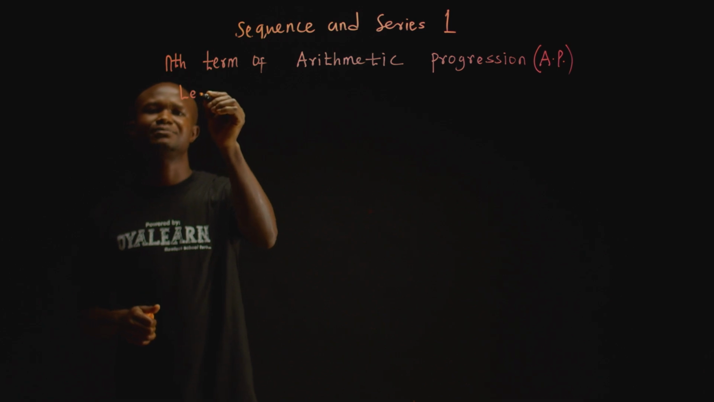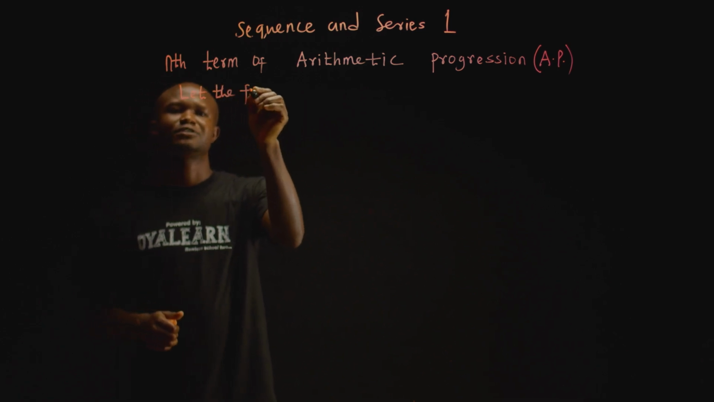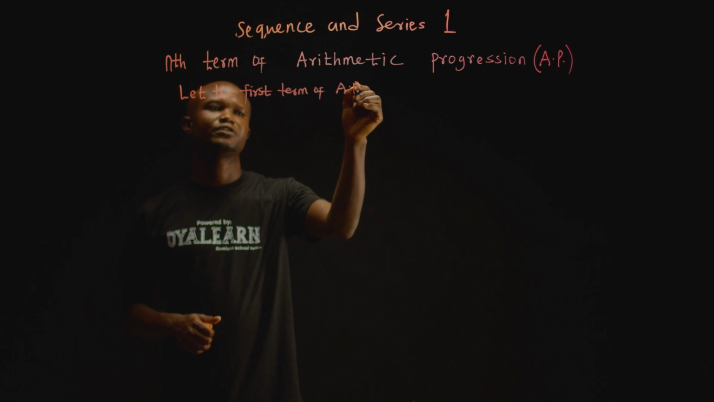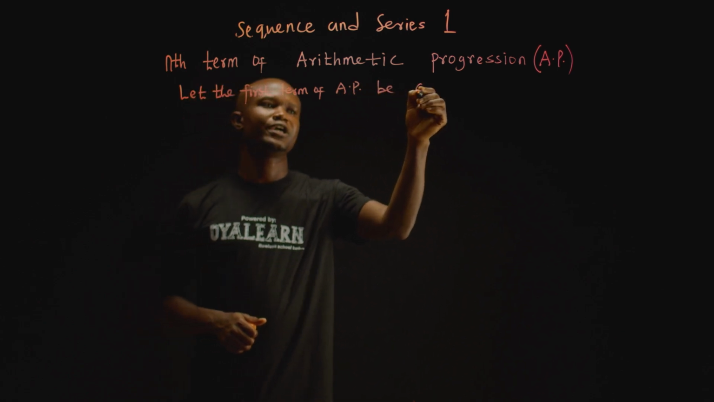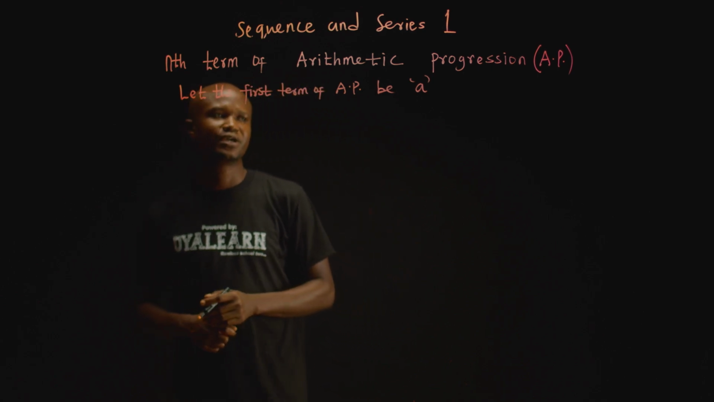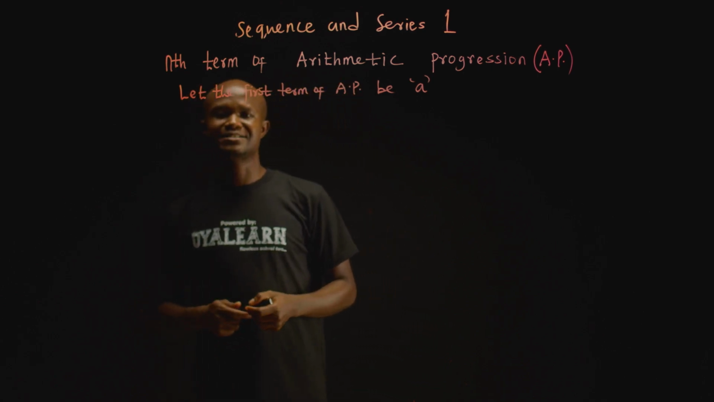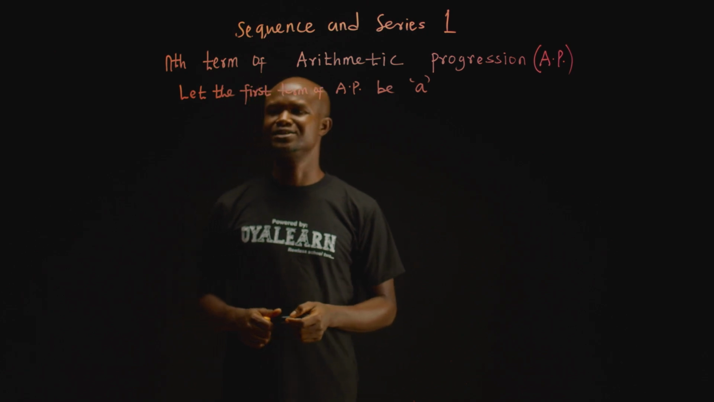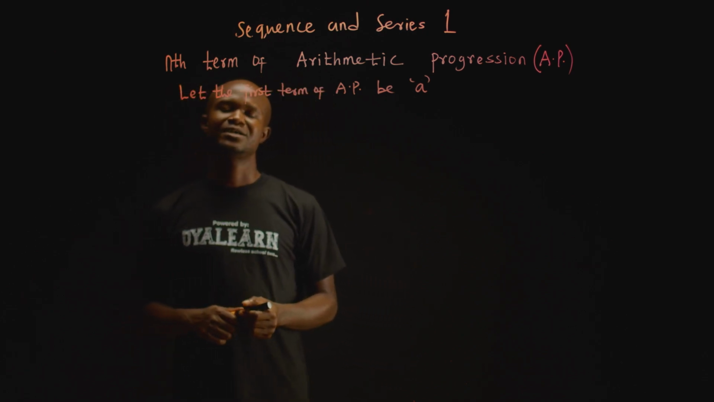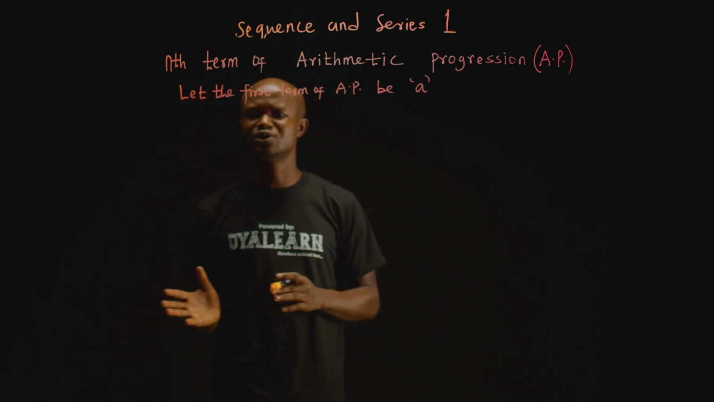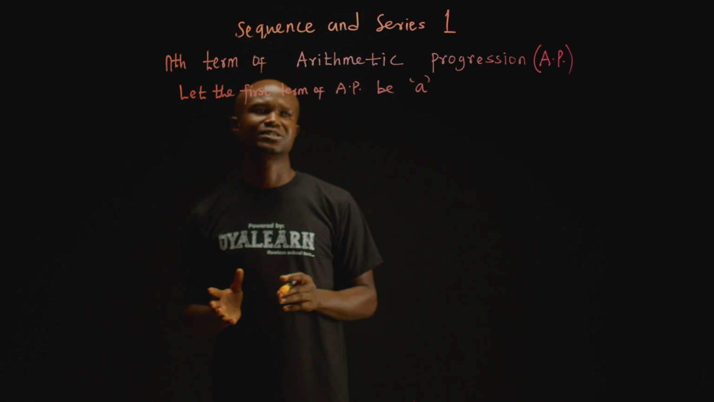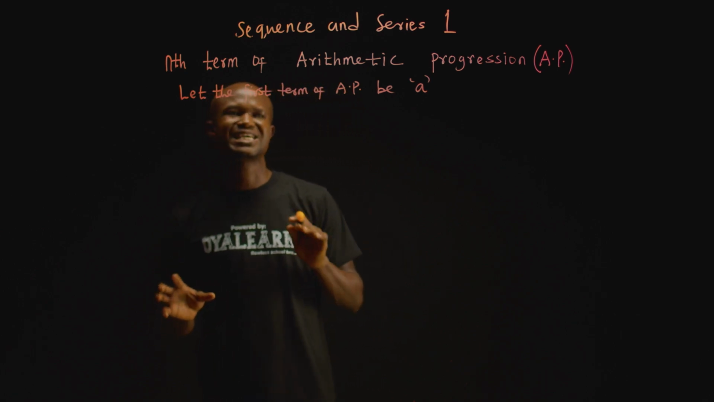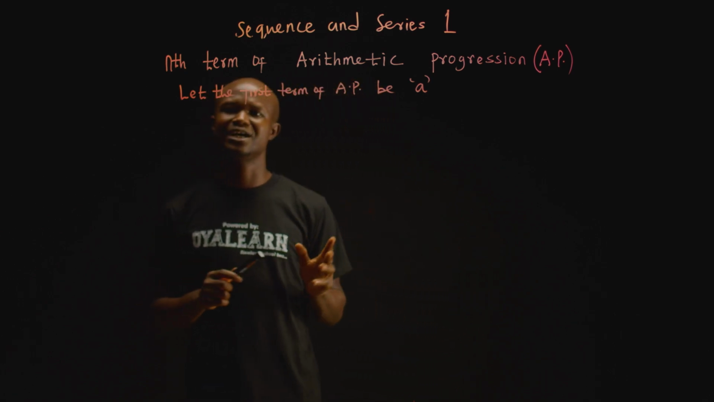So let the first term of AP be A. If the first term of AP is A, then there exists what we call the common difference, and the common difference is denoted as D. The common difference is a difference between two terms, just like a constant difference between two terms in an AP or in a linear sequence.